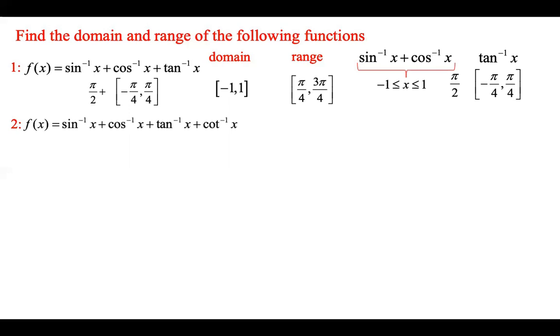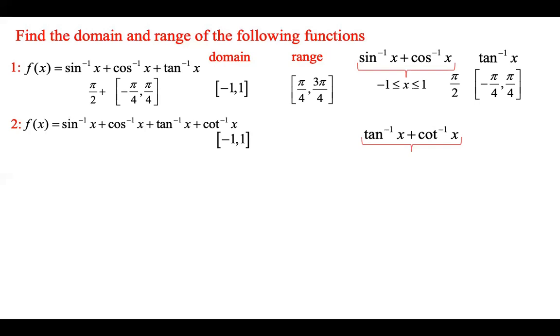Let us see the next function: sin inverse x plus cos inverse x plus tan inverse x plus cot inverse x. Here again, the domain is -1 to +1 for sin inverse x plus cos inverse x, and for tan inverse x plus cot inverse x it is the whole real line. So the intersection is only -1 to +1. Therefore, its overall domain is -1 to +1.